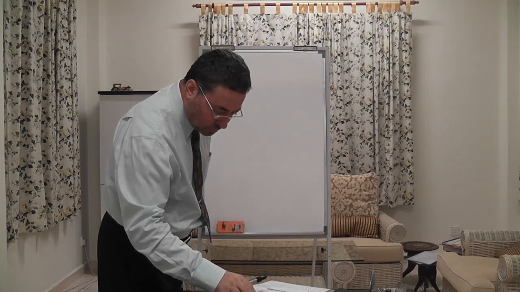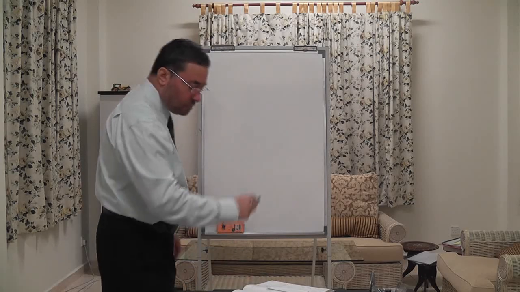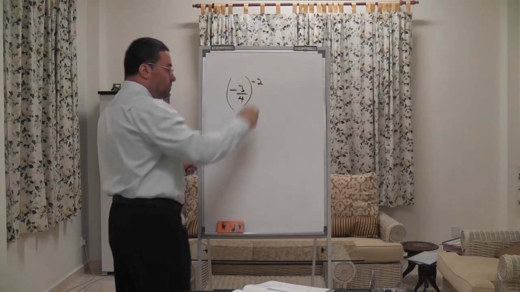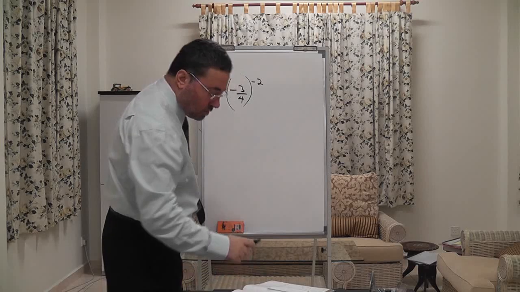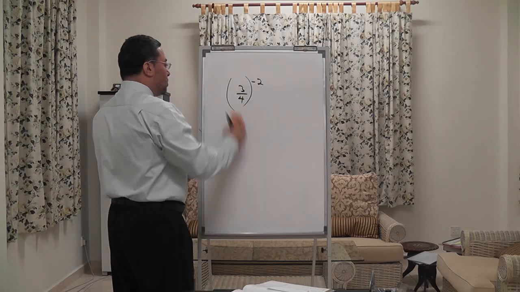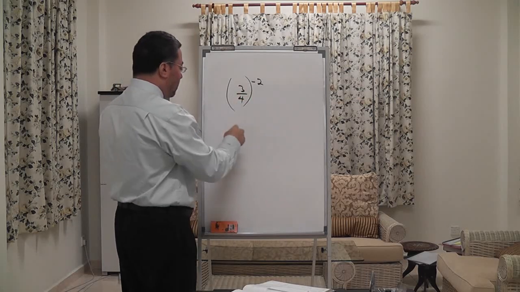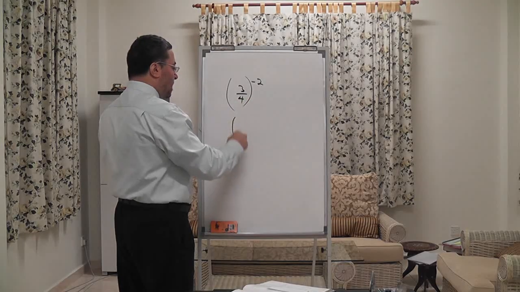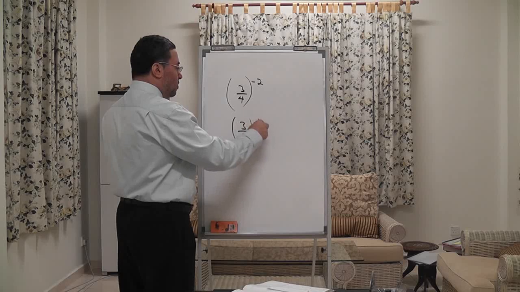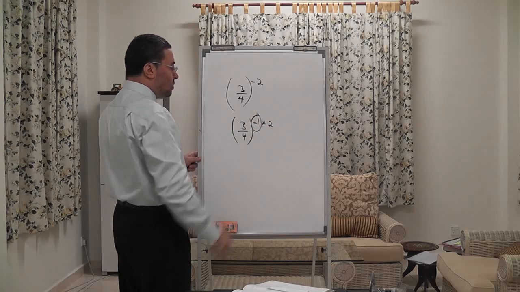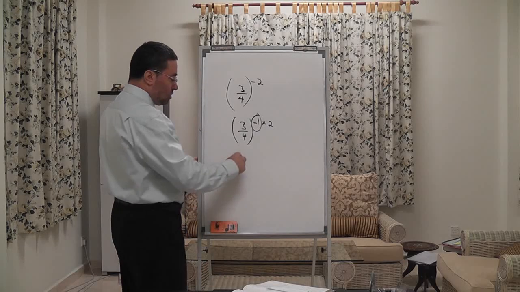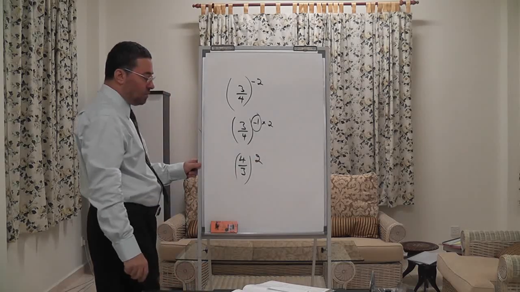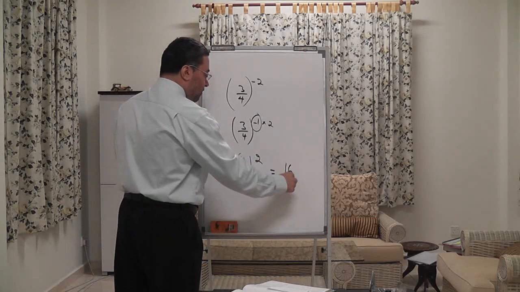Number 22, minus 3 over 4, raised to minus 2. Here we have a negative power. We can do this in many ways. One way is to split this negative power into minus 1 times 2, and use this minus 1 to flip the fraction. So we get 4 over 3 raised to the 2nd power, and now we square and we get 16 over 9.